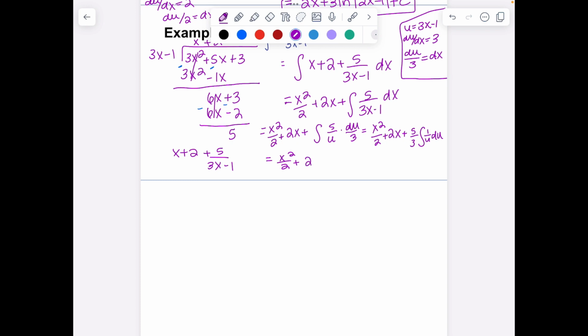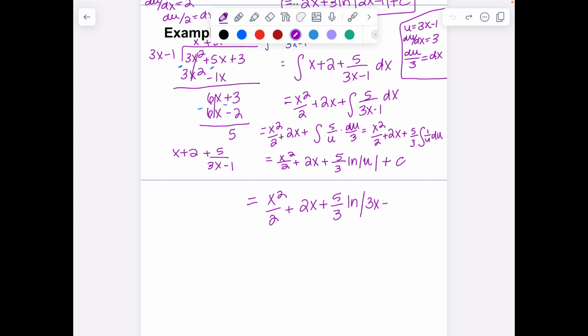So sorry, I'm just letting you know that now. Plus 5/3, and then the antiderivative of 1 over u is the absolute value of the natural log. Oh, but I need to put u there. And then I'm going to make sure I add my c. And then finally, I need to make sure that my final answer just has x's in it because I was originally working with x's. And so my u is 3x minus 1.